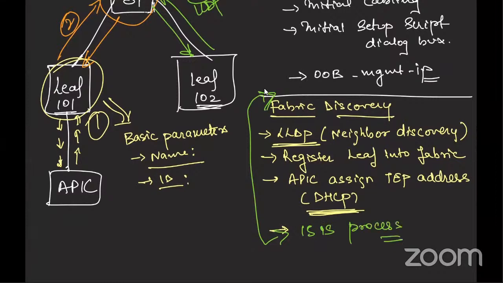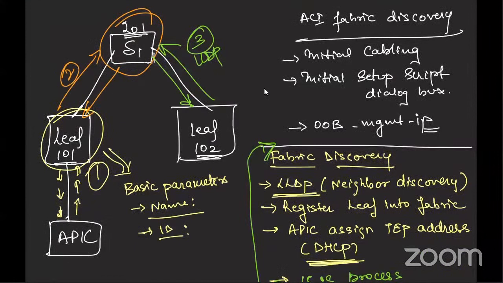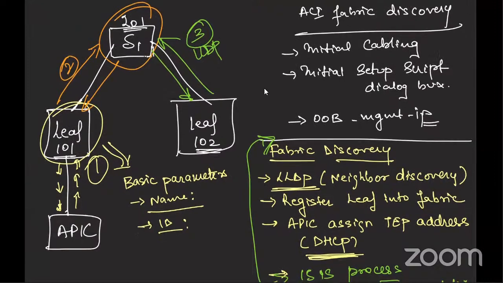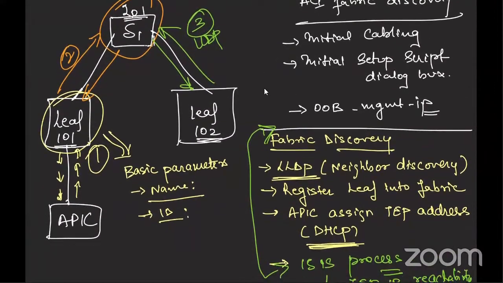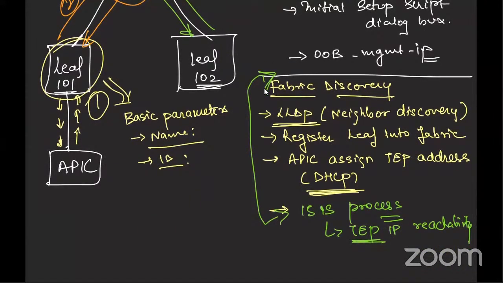It provides your TEP IP reachability. Sorry, what does TEP mean? TEP means tunnel endpoint. It is the logical IP which is assigned automatically by the ACI fabric to every leaf and every spine that we have in our topology. It is assigned automatically based on the address pool that we just gave in our wizard. If we compare it with a traditional network, it is going to assign the loopback IP and the point-to-point addresses to all the uplinks.